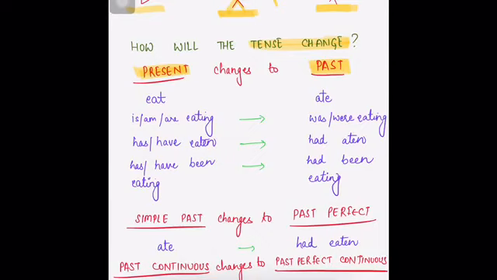So what do I mean when I say this? Simple present will change into simple past, present continuous will change into past continuous, present perfect will change into past perfect, and present perfect continuous will change into past perfect continuous. Easy? So present tense changes into its corresponding past tense. For example, eat will change into ate, is, am, are eating into was, were eating, has, have eaten into had eaten, and has, have been eating into had been eating.